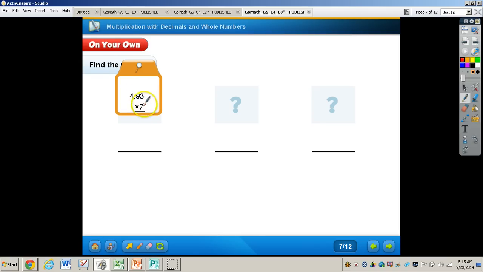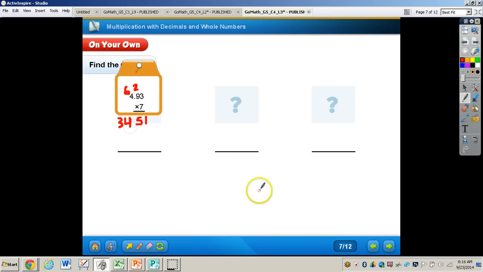Now I'm just going to ignore that decimal point for right now whenever we multiply. So I'm going to take 7 and 3, multiply that together. Put my 1 here, carry my 2, it's 21. 7 times 9 is 63, plus 2 is 5. And then I'm going to bring my 6 over. 7 times 4 is 28, plus 6 is 34.